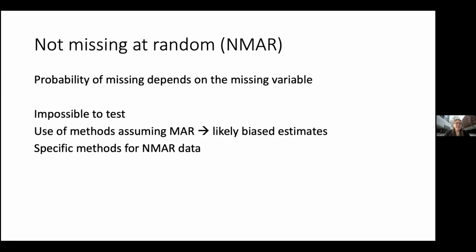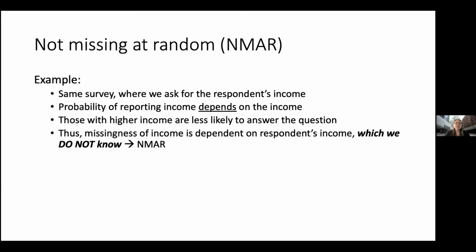If we use methods that assume missing at random, we can end up with biased estimates. And I'm going to actually show that later when we talk about some applied examples. And therefore, there are specific methods that can handle not missing at random data, which we're going to briefly talk about. So let's think of an example here.